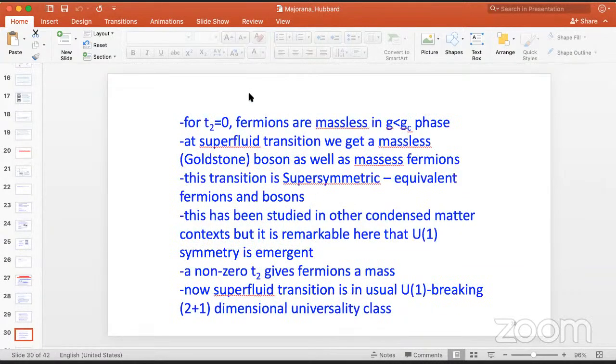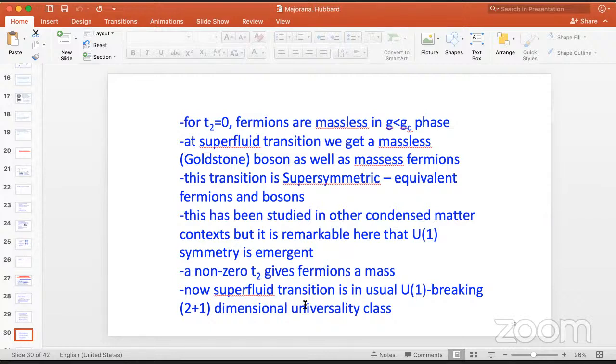So for T2 equal to 0, the fermions are massless in the G less than G critical phase. At the superfluid transition, we get a massless Goldstone boson as well as massless fermions. So this transition is supersymmetric, because we have equivalent massless fermions and bosons at the supersymmetric point. This Dirac fermion model has been studied previously and is known to be supersymmetric, but what's unique here is that this appears from the Majorana fermions. A non-zero T2 gives fermions a mass, and this destroys the supersymmetry.